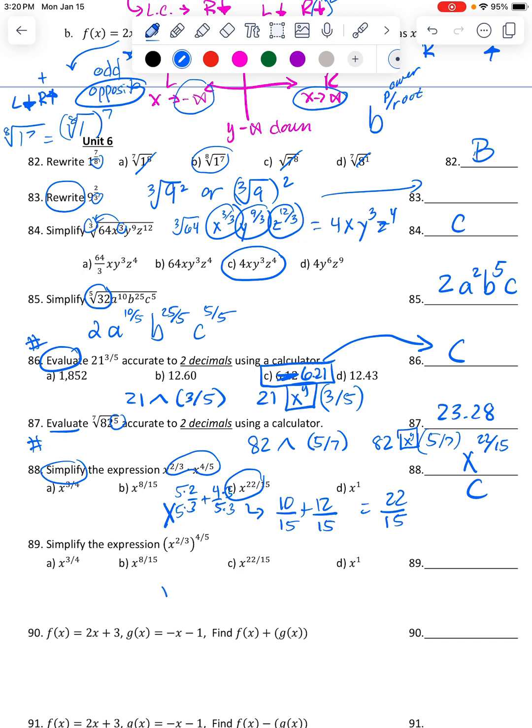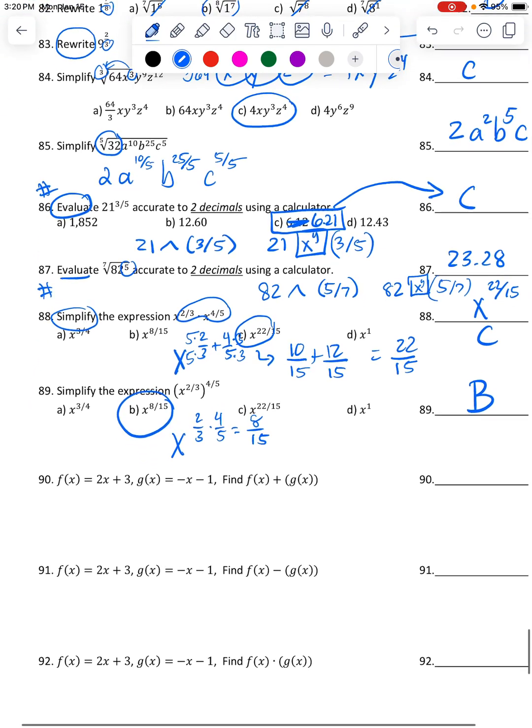Same thing here, except I'm bringing the power in. So I'd be multiplying 2/3 by 4/5. And in a lot of ways, that's easier because I don't need a common denominator. I just multiply the tops, I multiply the bottoms, and then I reduce if I can, but I can't in this case. So B is my answer.